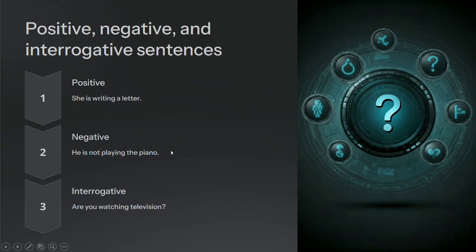Understood? And for question form, we just replace to be verbs with our subject. Is she writing a letter? Are you watching television? So, understood? If you understood, please write me your examples in the comments.